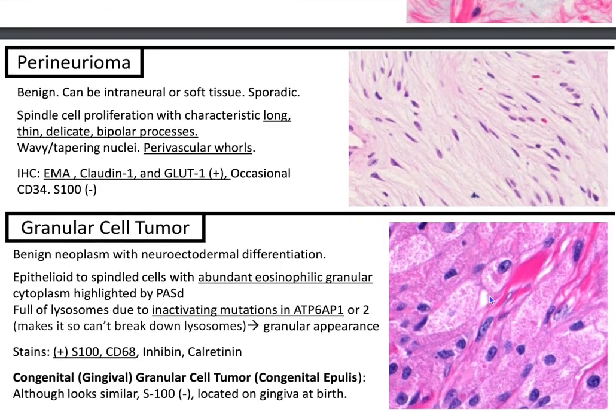Perineurioma is benign. It can be intraneural or soft tissue, sporadic, and you'll see a spindle cell proliferation with characteristic thin, delicate, bipolar processes, and wavy tapering nuclei with perivascular whorls. If you're unsure, you can get an IHC and it'll be positive for EMA, Claudin-1, and GLUT1.